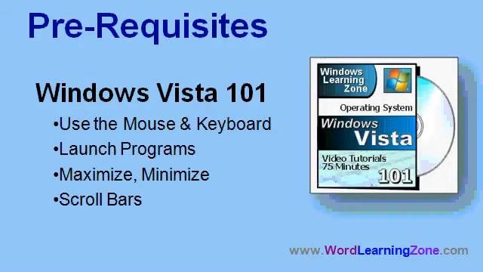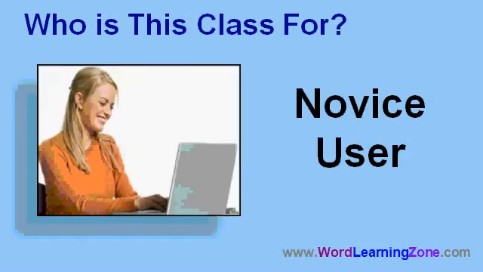In Windows Vista 101, you'll learn the basics of using Windows, including how to log on, navigate using the mouse and keyboard, and launch programs on the Start menu. You'll also learn about the parts of a window, how to move, resize, maximize, and minimize a window, and how to use the scroll bars. If you don't know how to do any of the things I just mentioned, you really should consider taking Windows Vista 101 before taking this course.